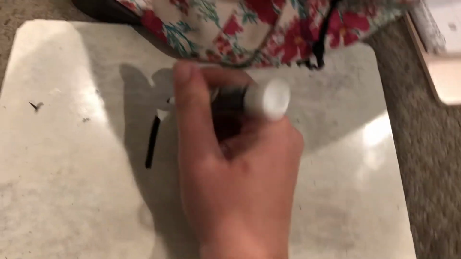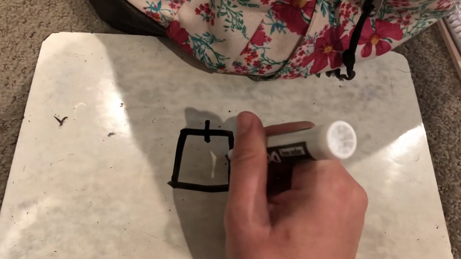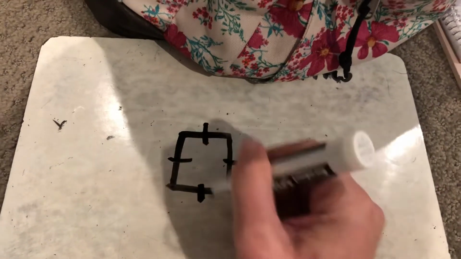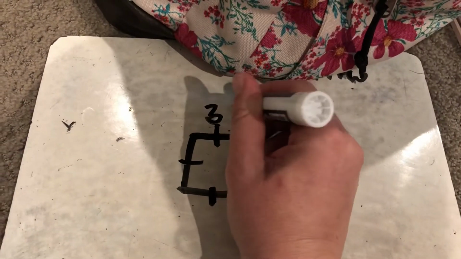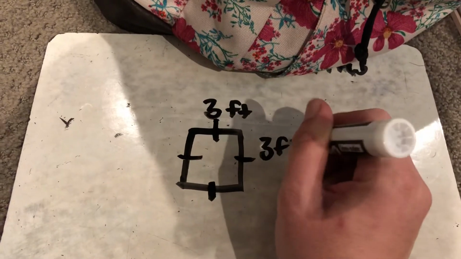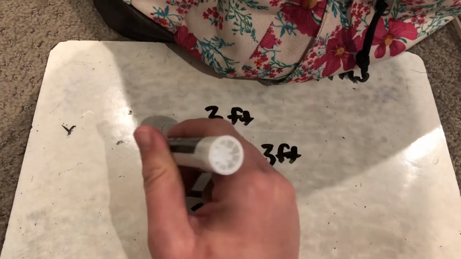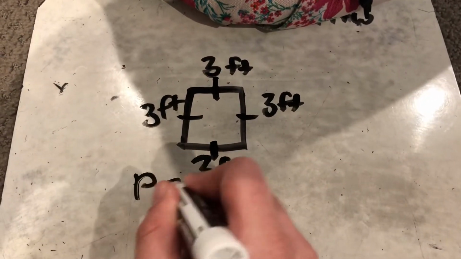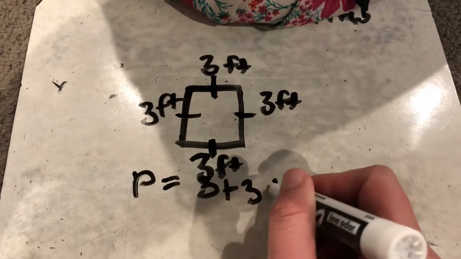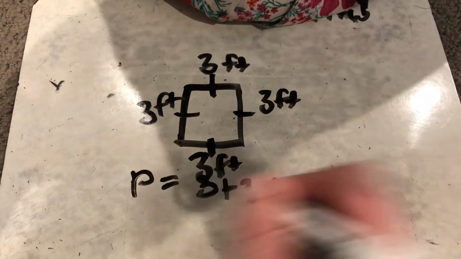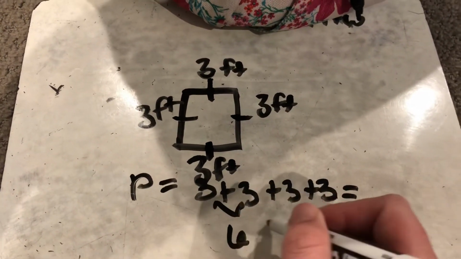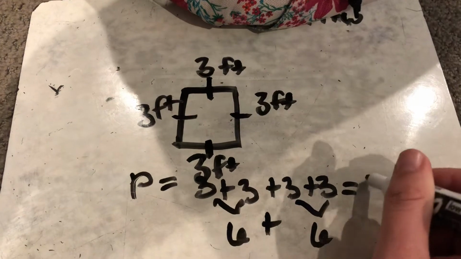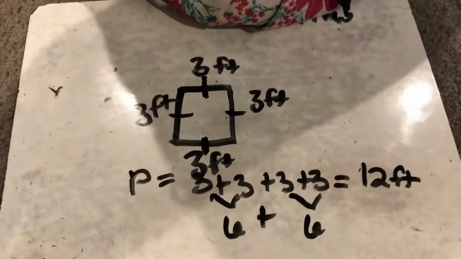Nice. Okay, for squares, I'm going to try my best to make a square. All sides are equal. So this side is equal to this side, and then this side is equal to this side. They're all equal. So if this side is 3 feet, then the rest has to be 3 feet. Okay. Now, when you're doing perimeter, you could just add up all those 3's. 3 plus 3, 6 plus 6, and that's 12 feet.